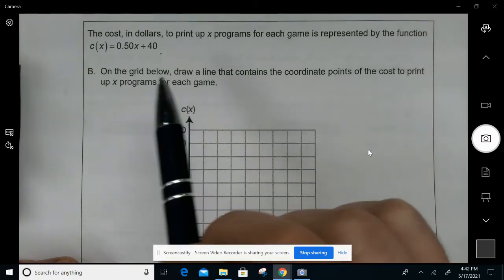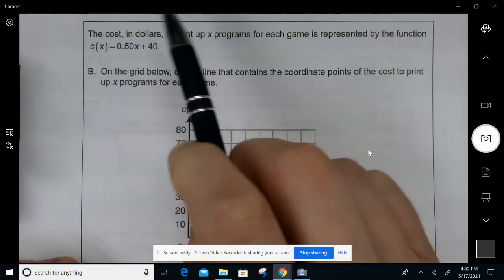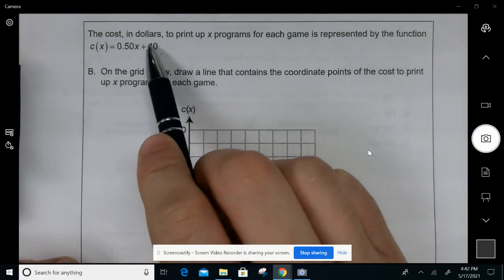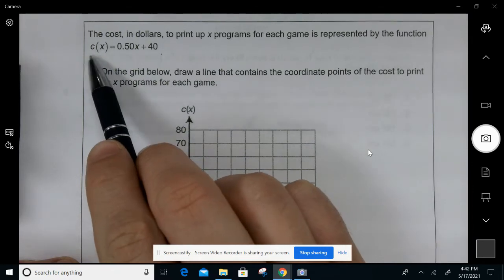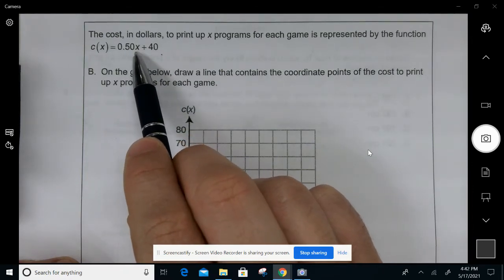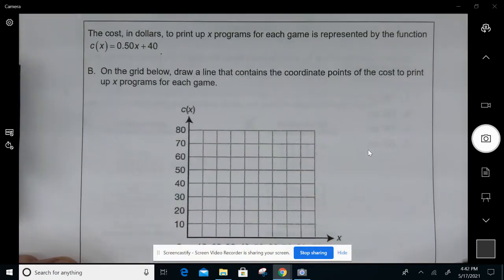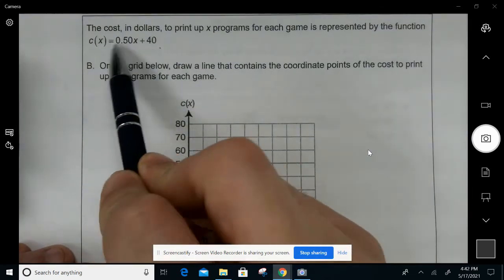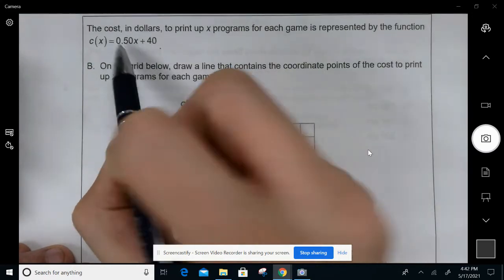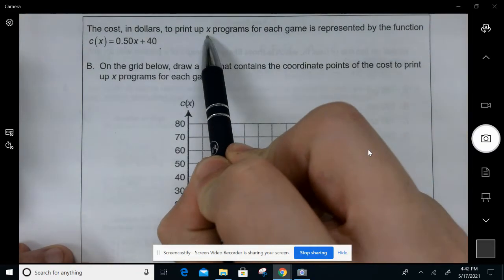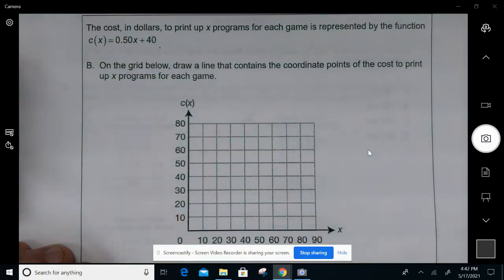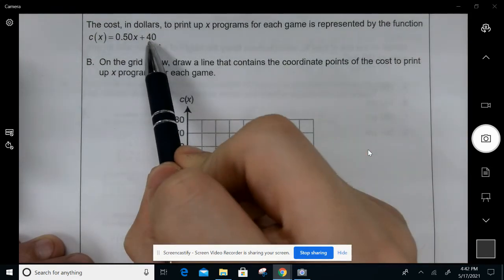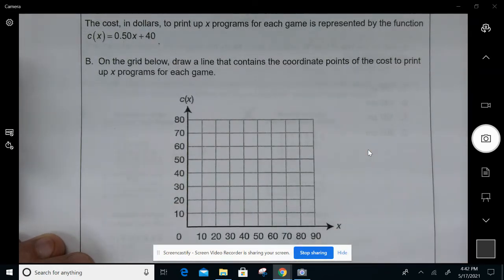Okay. Here's the opposite, in the sense that was the profit. That's how much they're making. This is how much it costs to print programs. So it says the cost in dollars to print up x programs for each game is represented by the function C of x equals 50 cents times x plus $40. I don't know what this could represent, but maybe it's 50 cents to print up each program, and maybe it's $40 for a fee, like to use the printer or the machine. But it's 40 flat and then 50 cents for every single program after that.